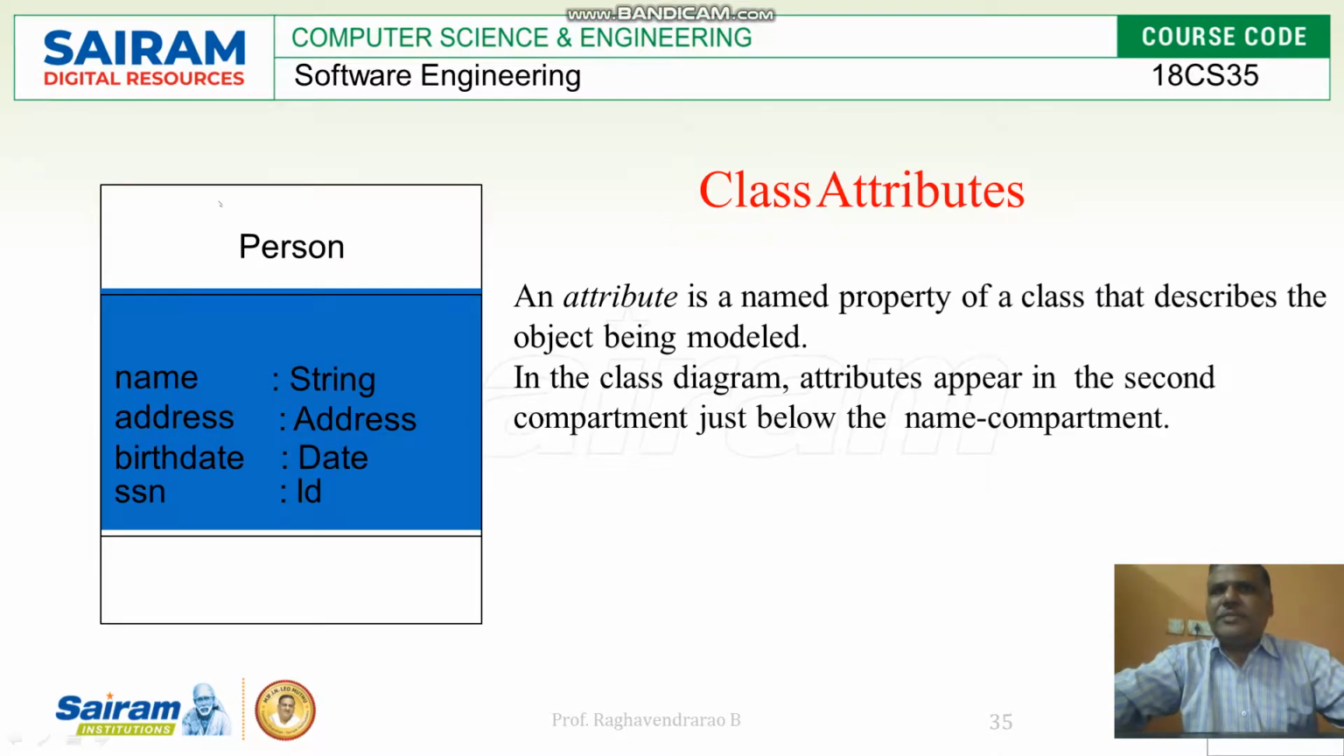Here is an example: Person is a class. What are the attributes of the person? Name is an attribute. Address is an attribute. Birthday is an attribute. SSN is an attribute. In what way is it represented? The name is a string, address is an address, and date of birth is a date. These are the identifiers identifying the particular person with the number. So these are the attributes of that particular class.